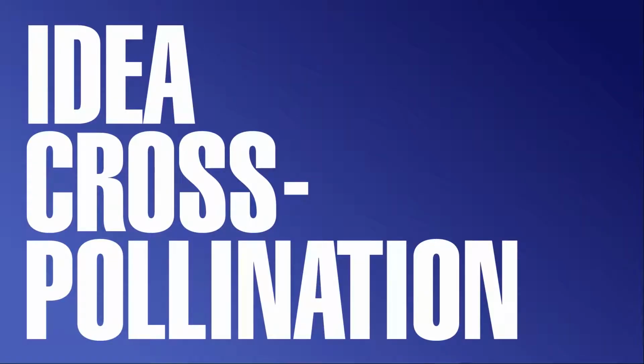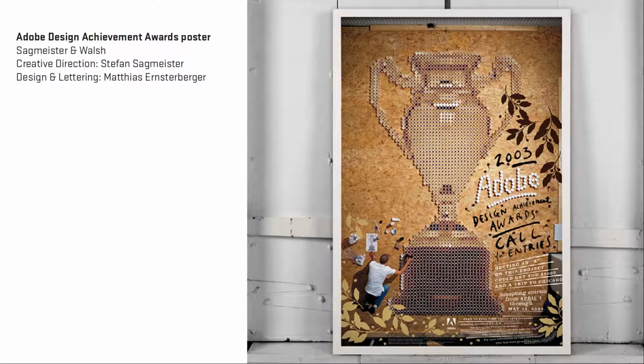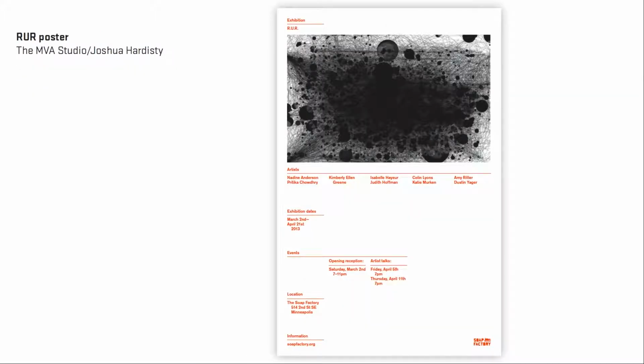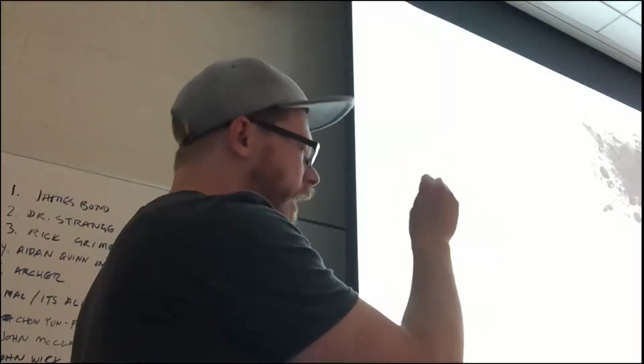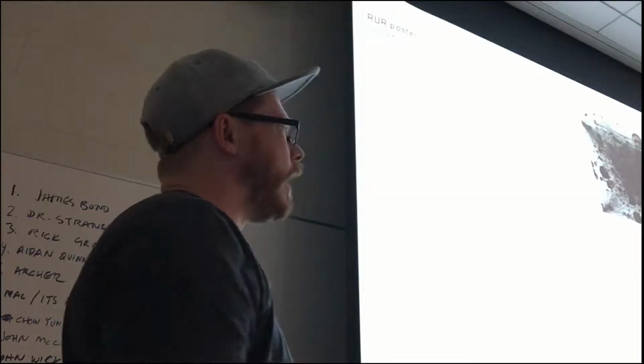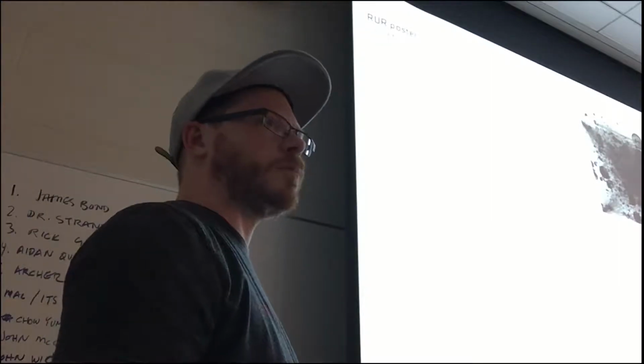Okay, so idea cross-pollination was this stuff. So this is the first thing we looked at. I'm not going to go into the process of this, but this was a poster that I did for the Soap Factory. And the ideas that went into it that were sort of mashed up were tracking the hand of an artist and an image-based concept.